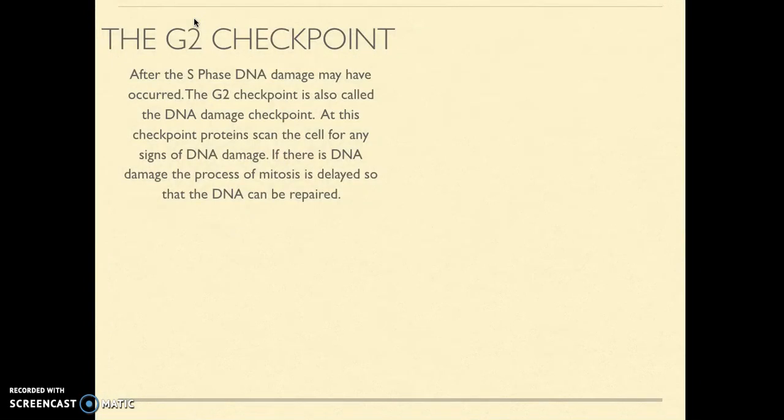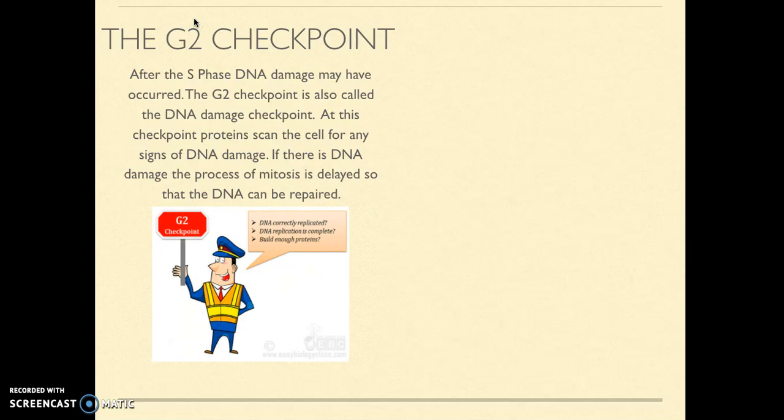Then there's the G2 checkpoint, which occurs after the S phase, and what it does is check to make sure there has been no DNA damage during the S phase. It checks using proteins that scan for signs of DNA damage, and if there is any damage, the process of mitosis is delayed so the DNA can be repaired. Again, I have this little dude right here that gives you a visual for the G2 checkpoint.